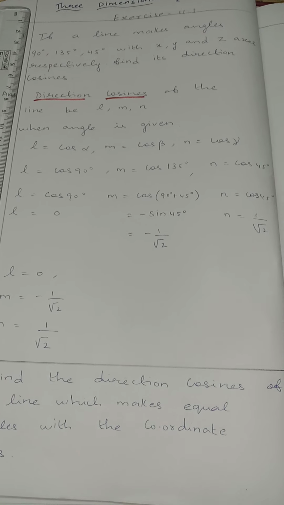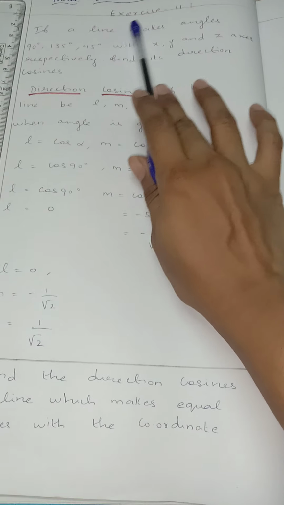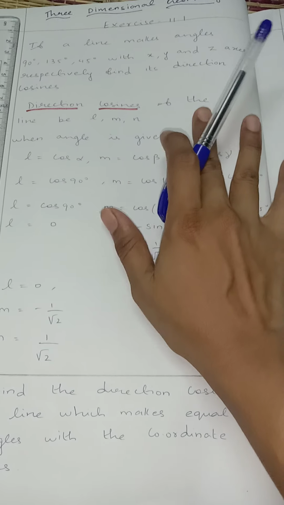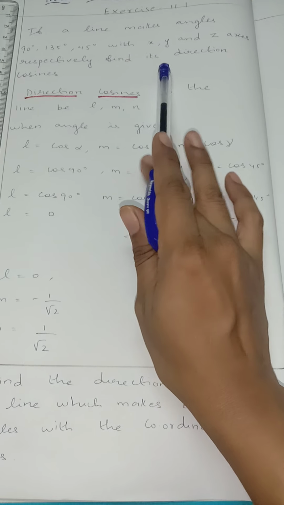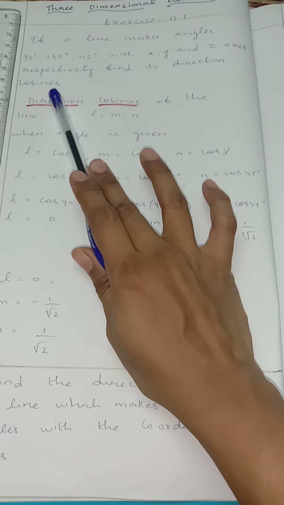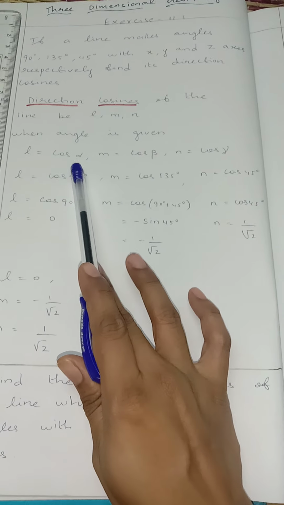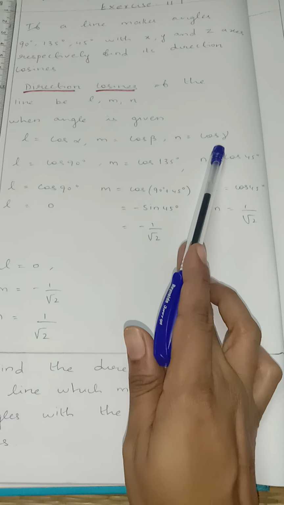Namaste students. Today we are going to see three-dimensional geometry. Actually it's merely equal to vector algebra only. First we are going to see how to find the direction cosines. You all know what direction cosines are, right? That is cos alpha, cos beta and cos gamma.